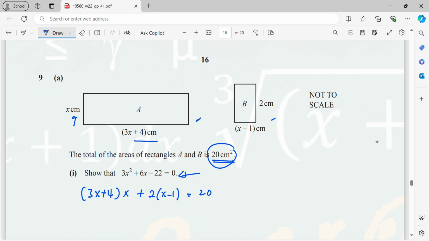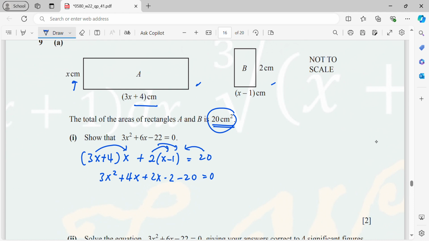Now just do expansion. 3x times x, you will get 3x squared, plus 4 times x is 4x. These 2 multiply into the bracket, so you will get plus 2x minus 2. And then 20 moves to the left side, so minus 20 equals 0. Then just rearrange and simplify. So I will get 3x squared, 4x plus 2x will be 6x, minus 2 minus 20 is minus 22, equals 0. Hence, we have shown the equation.